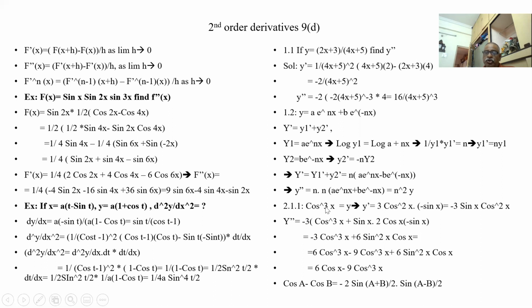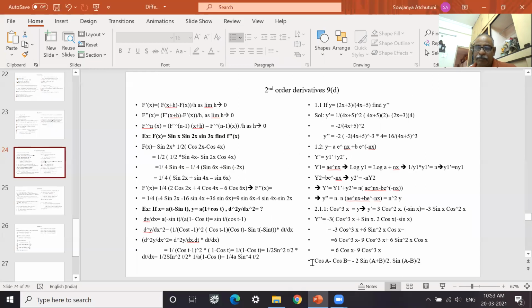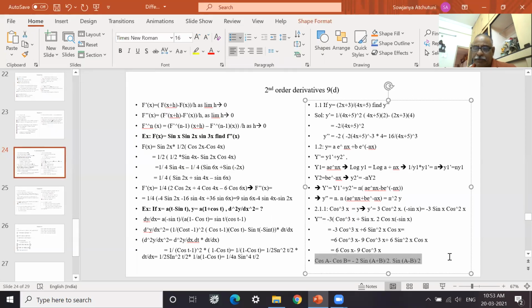Let us say cos cubed x is y. So y dash is 3 cos square x into minus sin x. So y double dash is, I can do it by the UV formula, minus 3 into cos x into cos square x, that is cos cubed x, plus sin x into 2 cos x into minus sin x. So I have to simplify it. This is only for explanation.